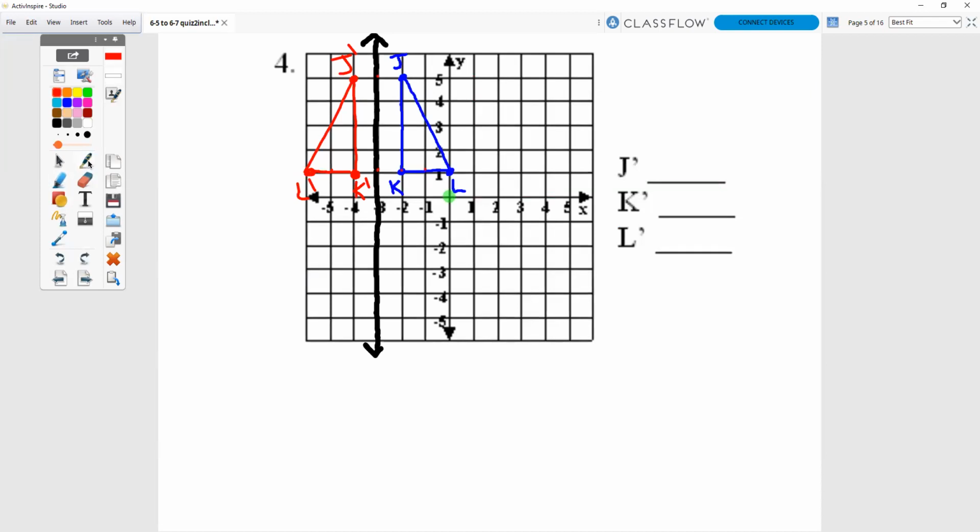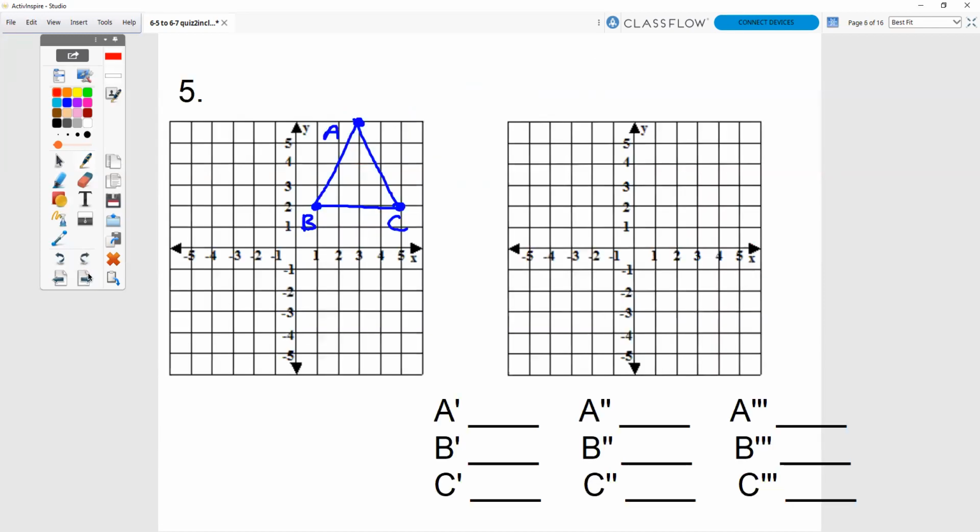Now to write your coordinates. J prime over to -4, and then up to +5. K prime over to -4, up to +1. And L prime over -6 would be right here because it's after -5. It just doesn't say the -6, but that's the next number. So over to -6, up to +1. So again, on 1, 2, 3, and 4, you're counting how many places to the line, then counting that same number of places away from it.